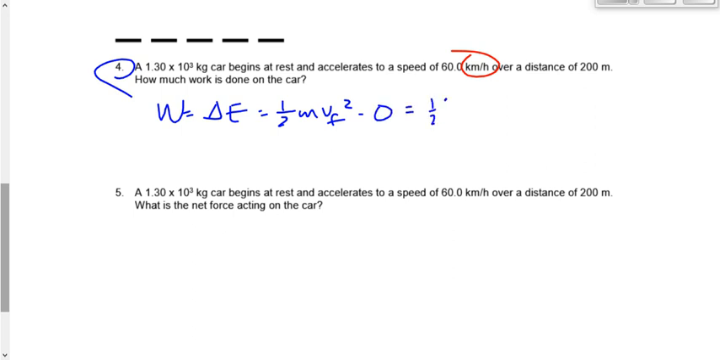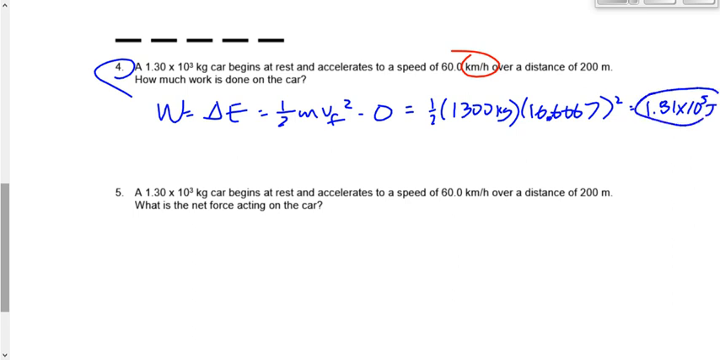So it's just simply 1/2 of 1,300 kilograms times, what is that speed in meters per second? 60 times 1,000 divided by 3,600? 16.666. Use your unrounded number, 4 or 5 decimal places, 16.6667. Square that, and when we do that, I think we get 1.81 times 10 to the 5. And of course, since it's work, change in energy, the units are joules.